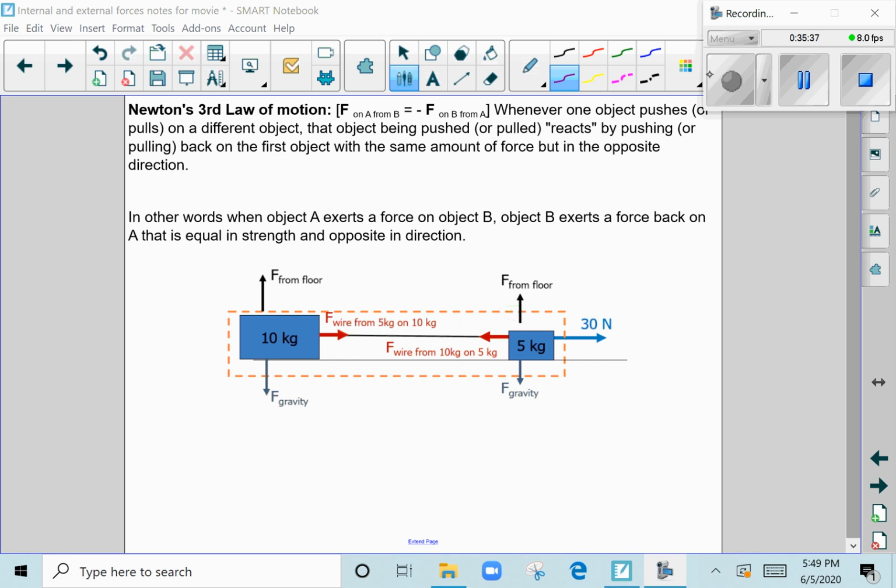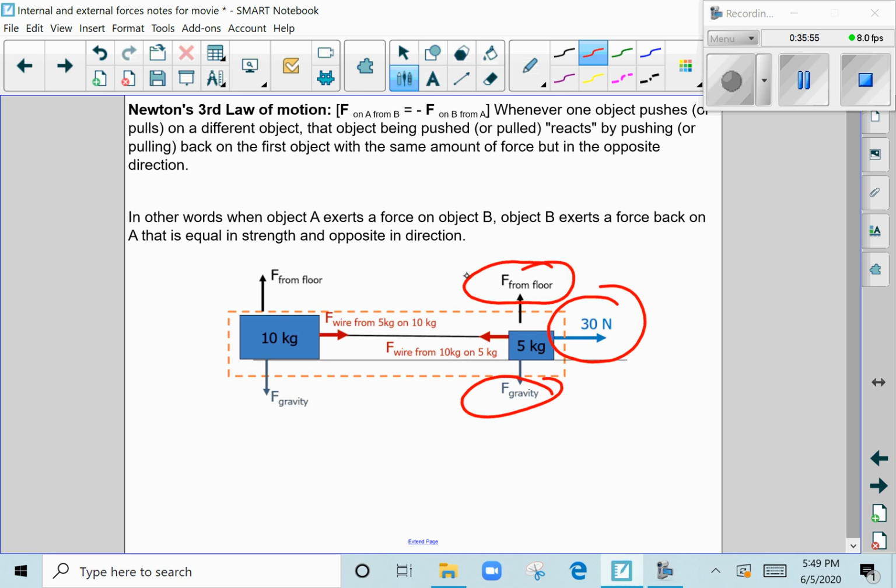So then some people think that Newton's third law only works sometimes and not all the time. And the truth is, it's a law, so it has to work all the time. So then what is the reaction to this 30 Newton force? What is the reaction of the force of gravity or the reaction of the floor? And well, we have to then expand what our system is going to be. That's our thing on this.